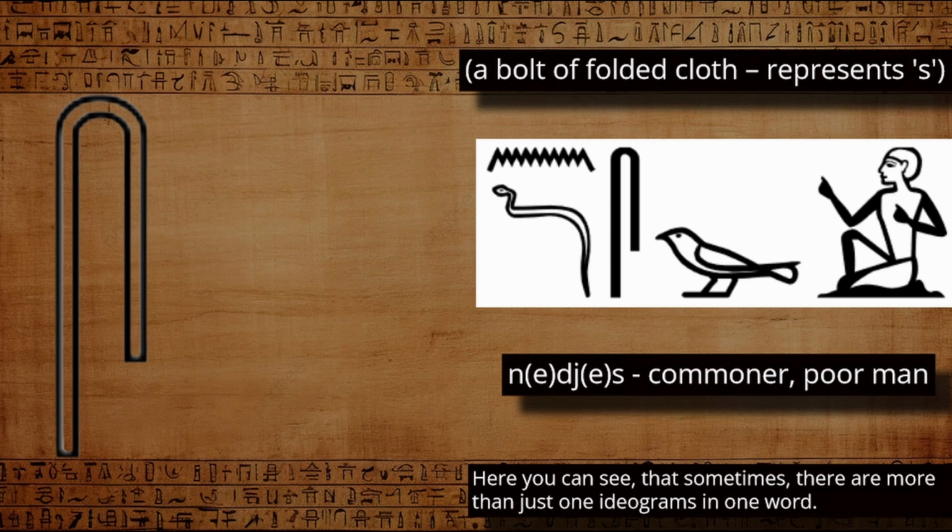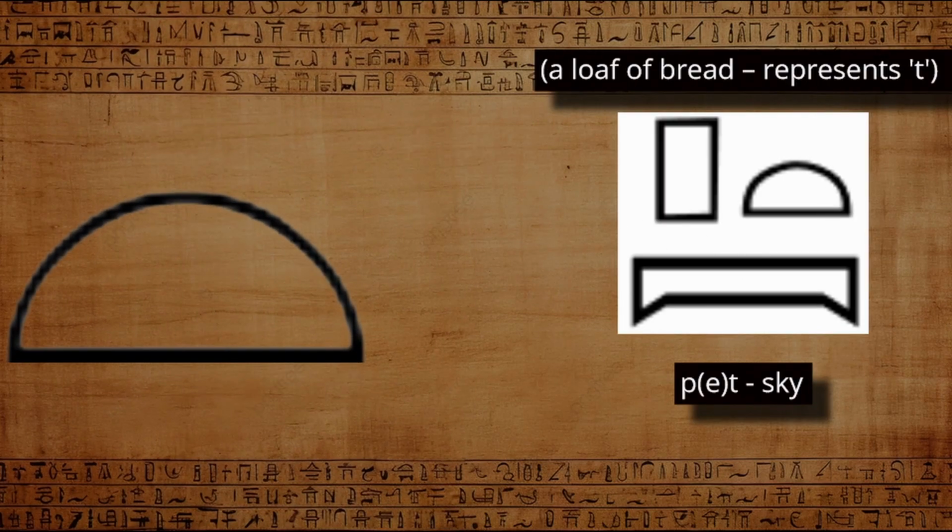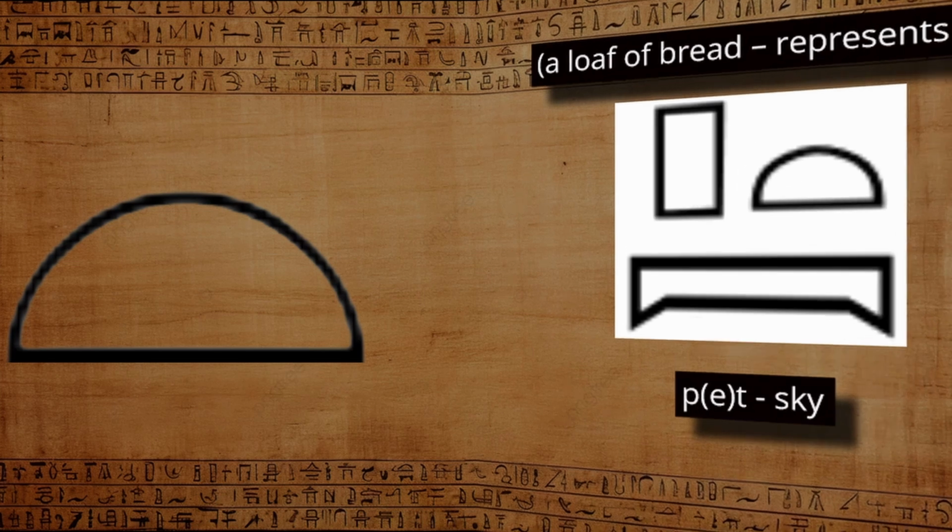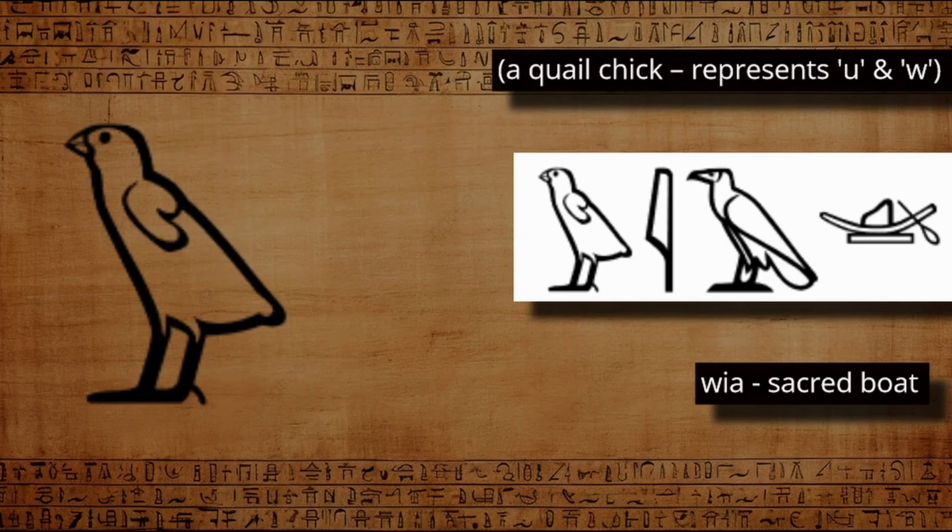And now, an old friend, the semicircle, if you remember from our first trip. This is supposed to be a loaf of bread, and it represents the T sound, paired with our woven reed mat, or rectangle, and we get the word pet. Additionally, our ideogram for sky, and we have the word for sky. So, let's revisit our cute quail chick. Now it is used for the sound V. And with the word via, which with the boat ideogram here, means sacred boat.